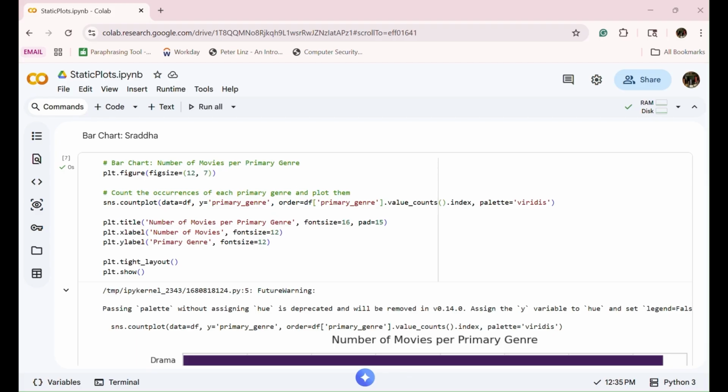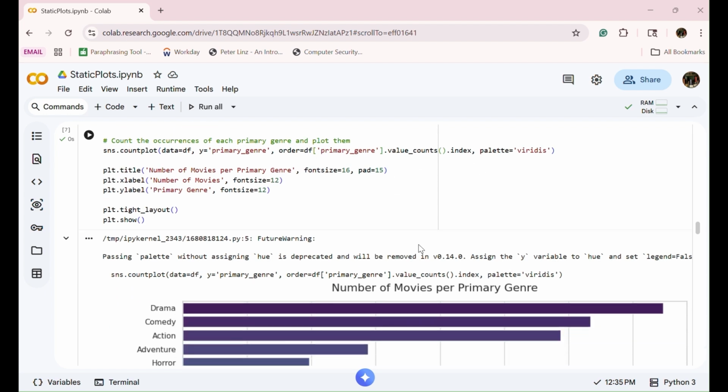The first visualization is a horizontal bar chart showing the number of movies in the dataset for each primary genre. To build it, I used Seaborn's count plot function, and I set the y-axis to primary genre, and I ordered the bars from most to least frequent using value counts. So the most common genres appeared at the top, and the Viridis color palette gives it a clean, colorblind-friendly look that we use consistently across all of our charts.